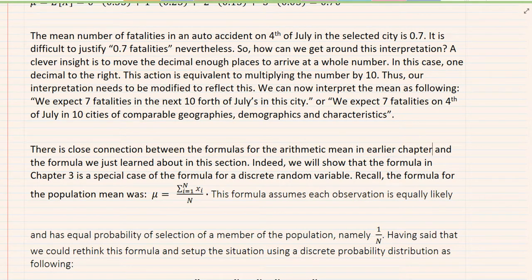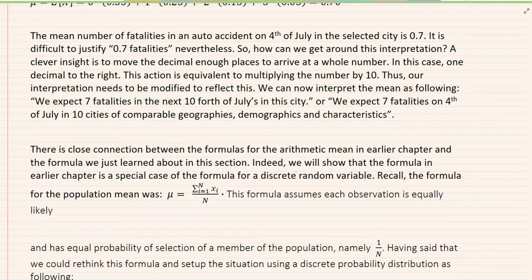So we want to show that the formula we had in the earlier chapter is the same as the formula that's in this one, a special case of this rather. Now, this should be familiar to you again. We looked at this formula before.